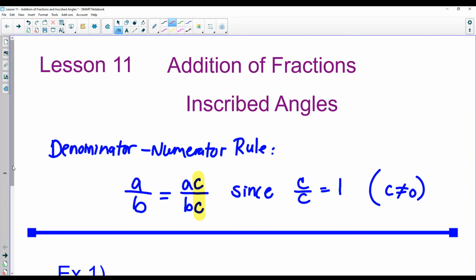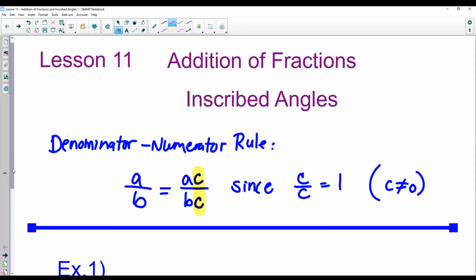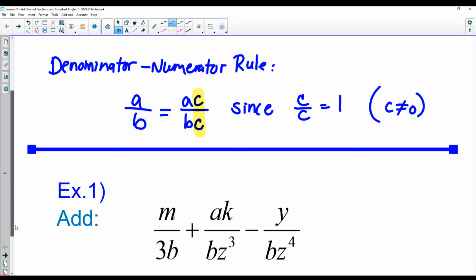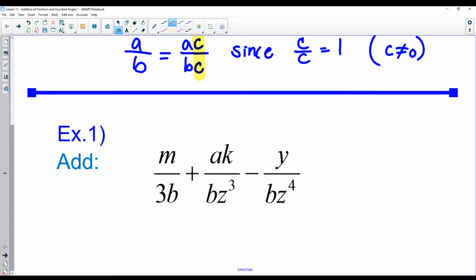Let's recall the denominator-numerator rule, which says if I start with a fraction, the denominator and the numerator of a fraction may be multiplied by the same non-zero quantity without changing the value of the fraction. So I'm multiplying by c over c, the same non-zero quantity. Since c over c equals 1, this makes sense because whenever I multiply any number by 1, the answer is the original number. We're going to apply this rule when we add some more difficult fractions here.